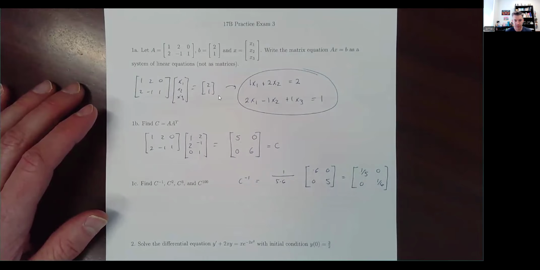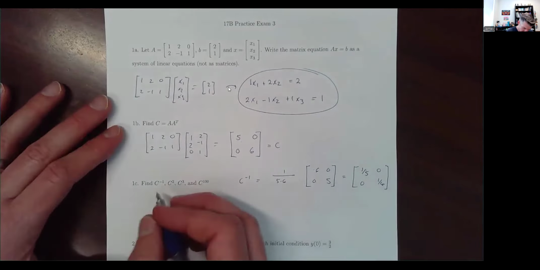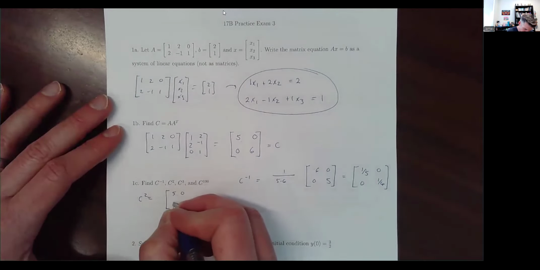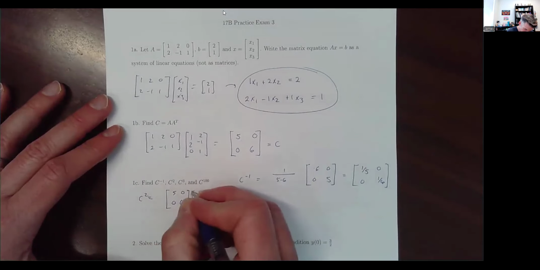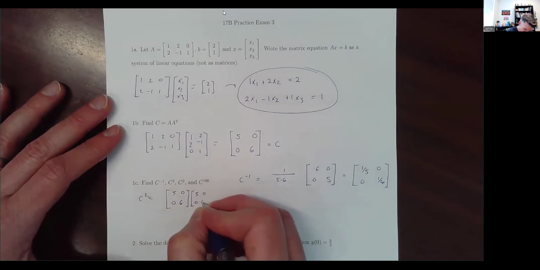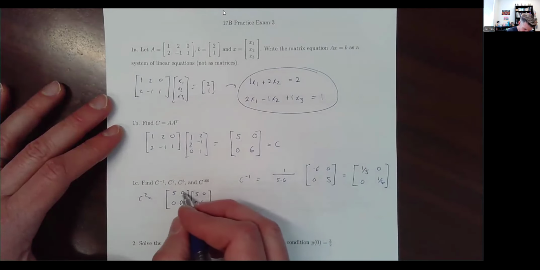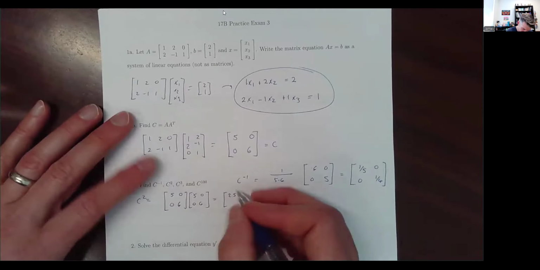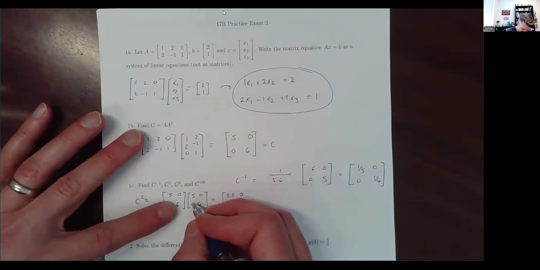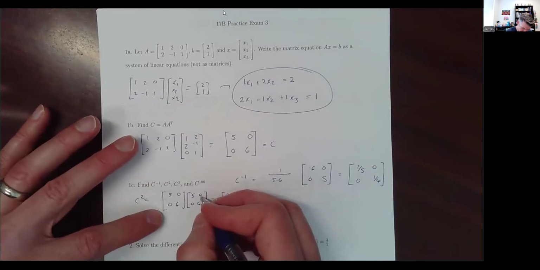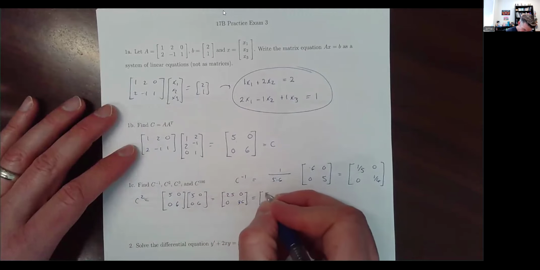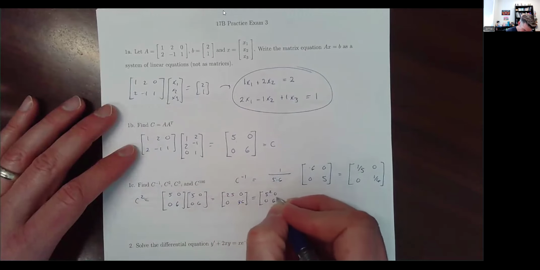Anyway, so for the next one, for C squared, we'll multiply it out. It'll be 5, 0, 0, 6 times 5, 0, 0, 6. We get 5 times 5 plus 0 times 0. We get 5 times 0 plus 0 times 6. We get 0 times 5 plus 6 times 0. And we get 0 times 0 plus 6 times 6. And not at all surprisingly, that's exactly 5 squared, 0, 0, 6 squared.